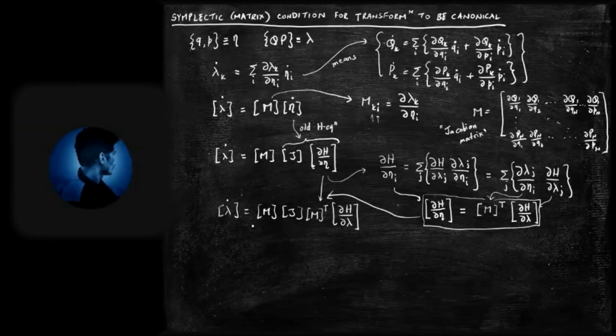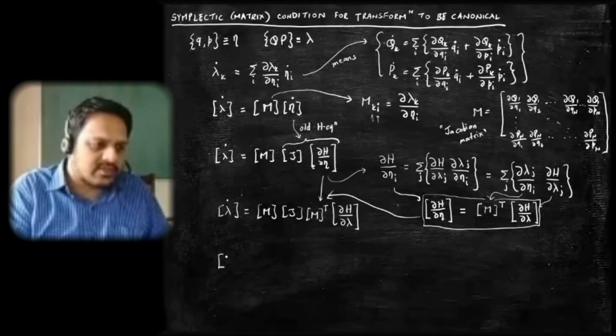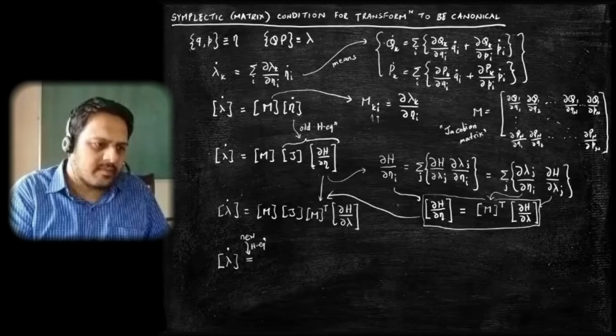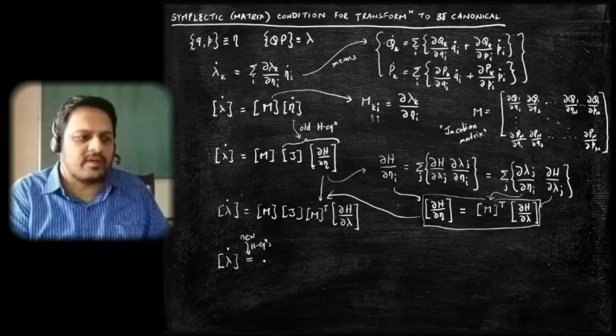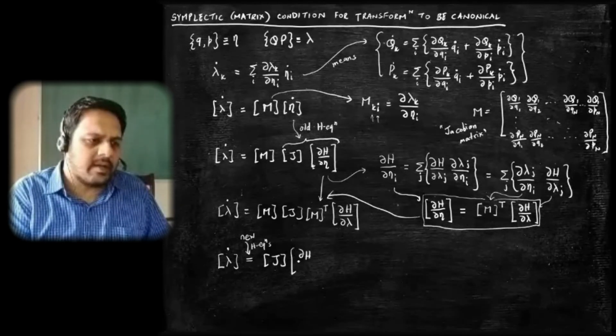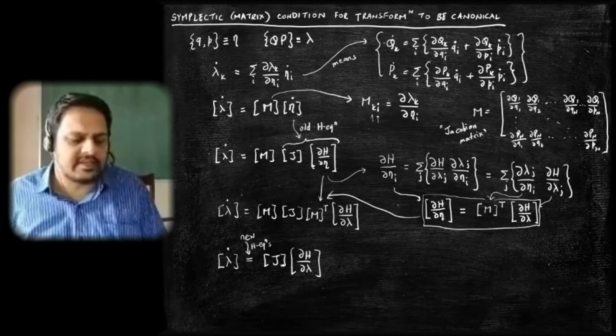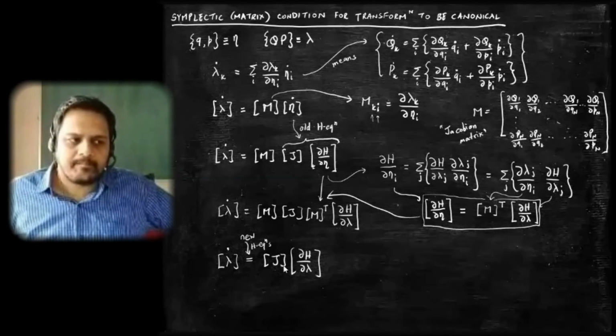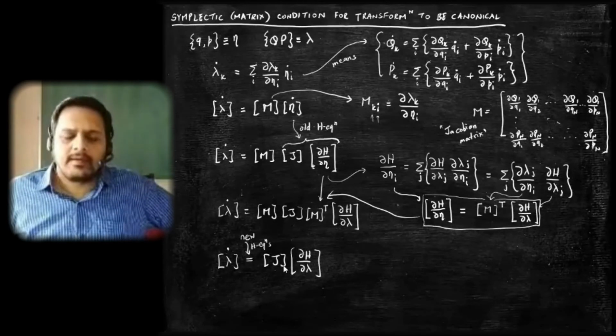Yes, sir. Now, I also know what λ dot is. This time let us use the new Hamilton's equations, Hamilton's equations in terms of the new variables. What is the expression for Hamilton's equation? This is just J times ∂H/∂λ. This is my fundamental definition of Hamilton's equation in matrix form. Correct?